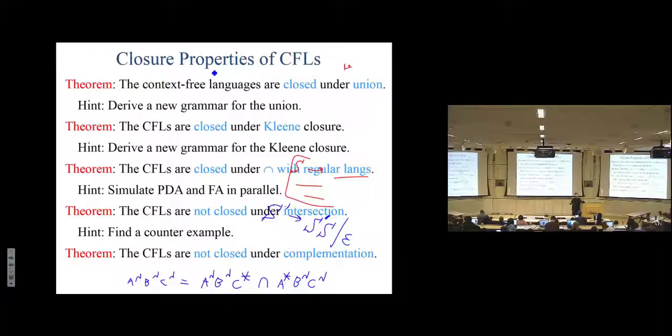Now, I'm not saying the intersection is never context-free. If you take a context-free language intersected with a context-free language, I'm not saying it's never context-free. I'm saying it's not always context-free. Never is not the same as not always. How many understand that statement? Good.